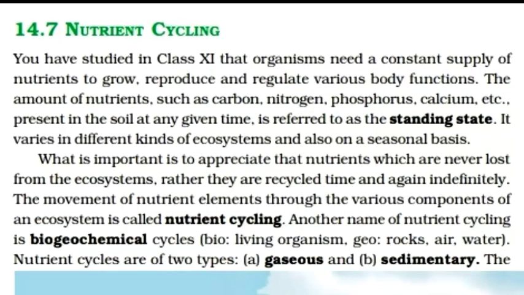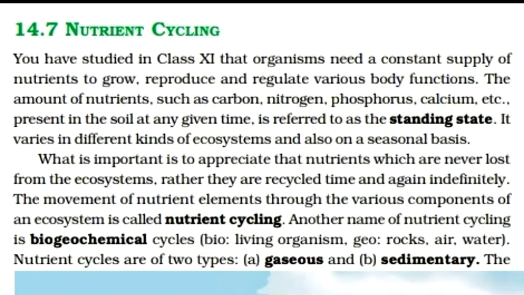Nutrient cycling. We have studied in class 11 that organisms need a constant supply of nutrients to grow, reproduce and regulate various body functions. The amount of nutrients such as carbon, nitrogen, phosphorus, calcium, etc. present in the soil at any given time is referred to as standing state. It varies in different kinds of ecosystems and also on a seasonal basis.